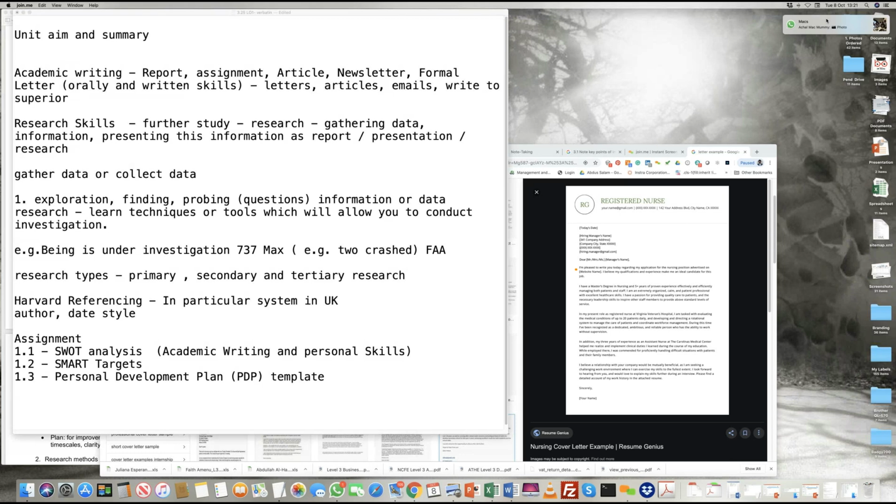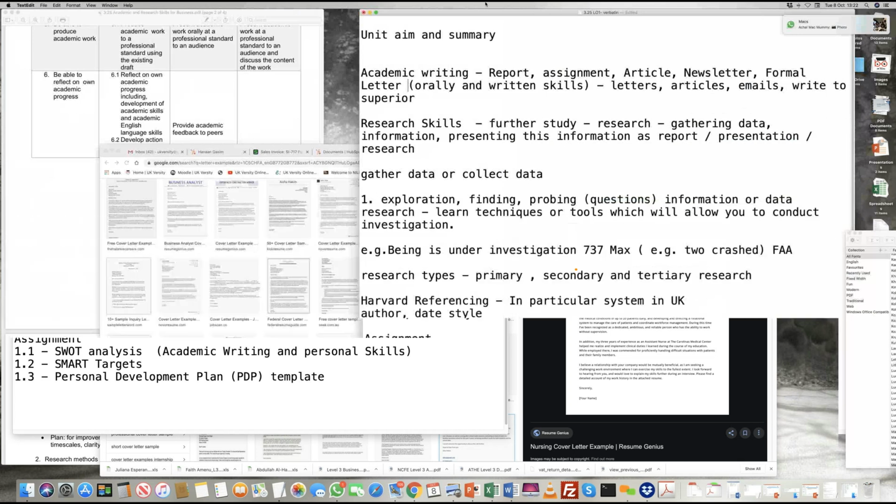When I classify them by type, I can say it's a report, an assignment, an article, a newspaper article, a formal letter, or you could write an email. These forms of communication, when you produce them in writing, can be written in both informal and formal ways. So that is the reason why we want to learn and understand why academic writing is required in certain situations.